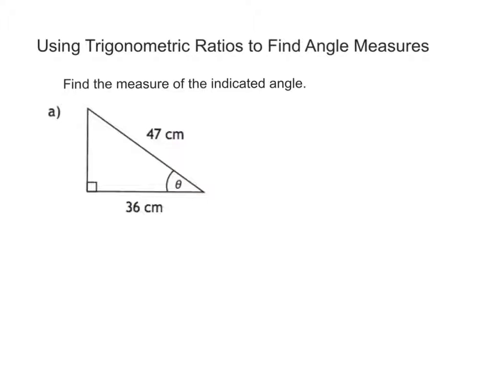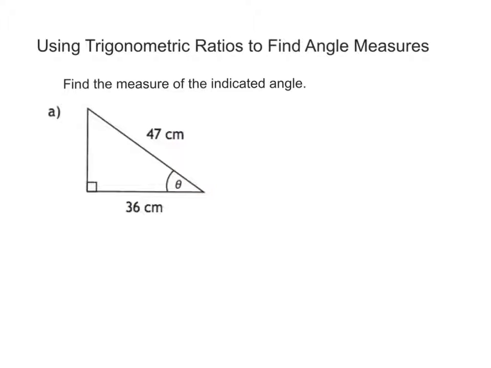And we need to be given, first of all, a right triangle for this to work. So it has that little square in here saying this is 90 degrees. It has to have that. And then we have to be given two side lengths. We're going to use the same ratios, sine, cosine, and tangent, as we were using before. We just use them a little bit differently.